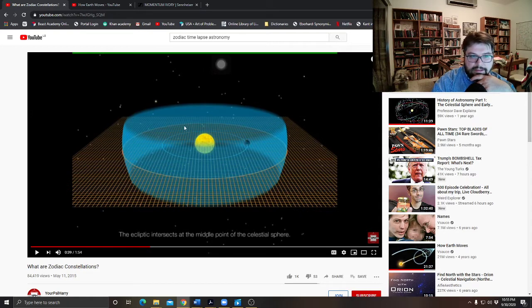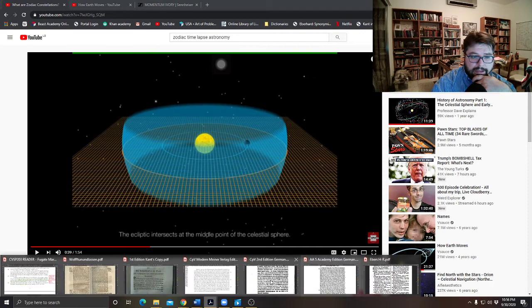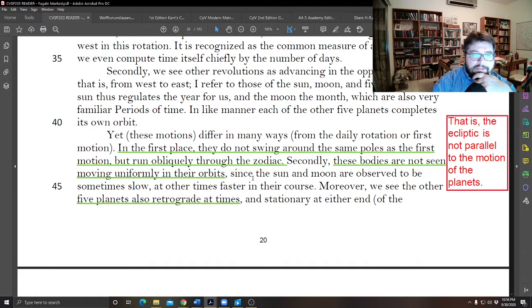Of course, these constellations are way out here, right? But they're seen as more or less in this circular pattern on the sky. Now, what he's saying in this part of the text is that although the planets move in circles, they don't actually move in that zodiac in a perfectly lined up way. Instead, they are slightly oblique to the zodiac.